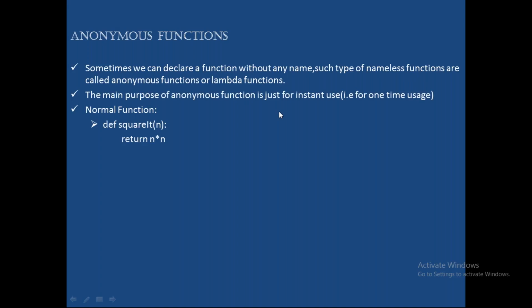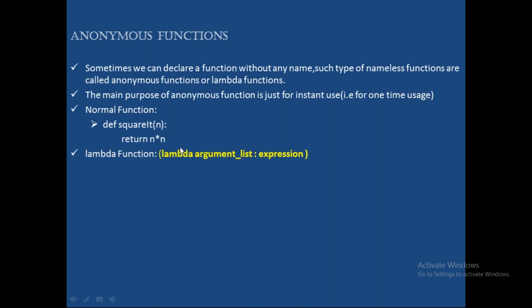Example: if it is a normal function, you will have something like this: def squareit(n): return n*n. When I call squareit(5), what will it give? 5 into 5, 25 it will return. But the lambda function syntax is something like this: lambda argument list: expression. Here squareit is the function and n is the input.